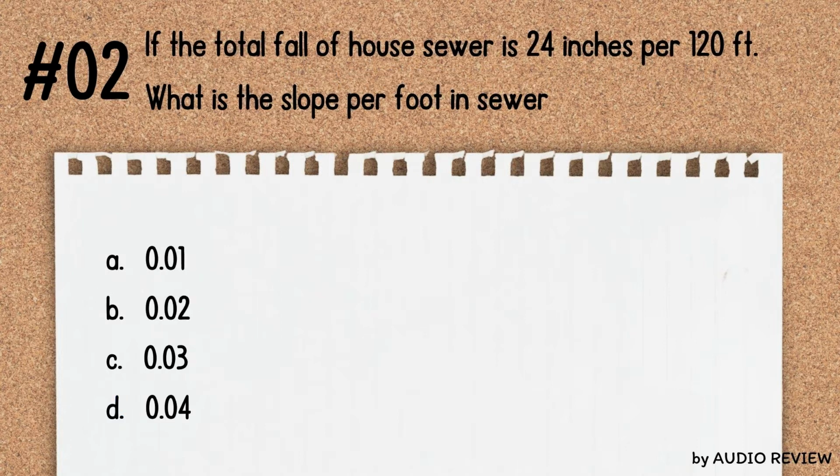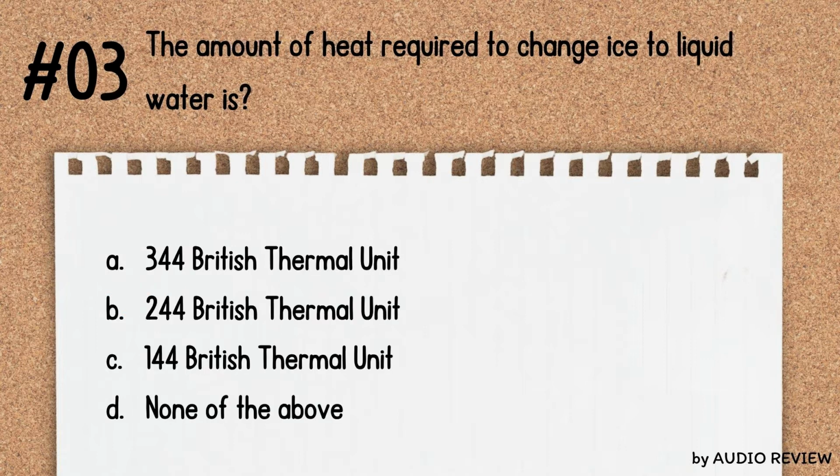Question number 2. If the total fall of house sewer is 24 inches per 120 feet, what is the slope per foot in sewer? A. 0.01. B. 0.02. C. 0.03. D. 0.04. The answer? It's B. 0.02. If the total fall of house sewer is 24 inches per 120 feet, the slope per foot in sewer is 0.02.